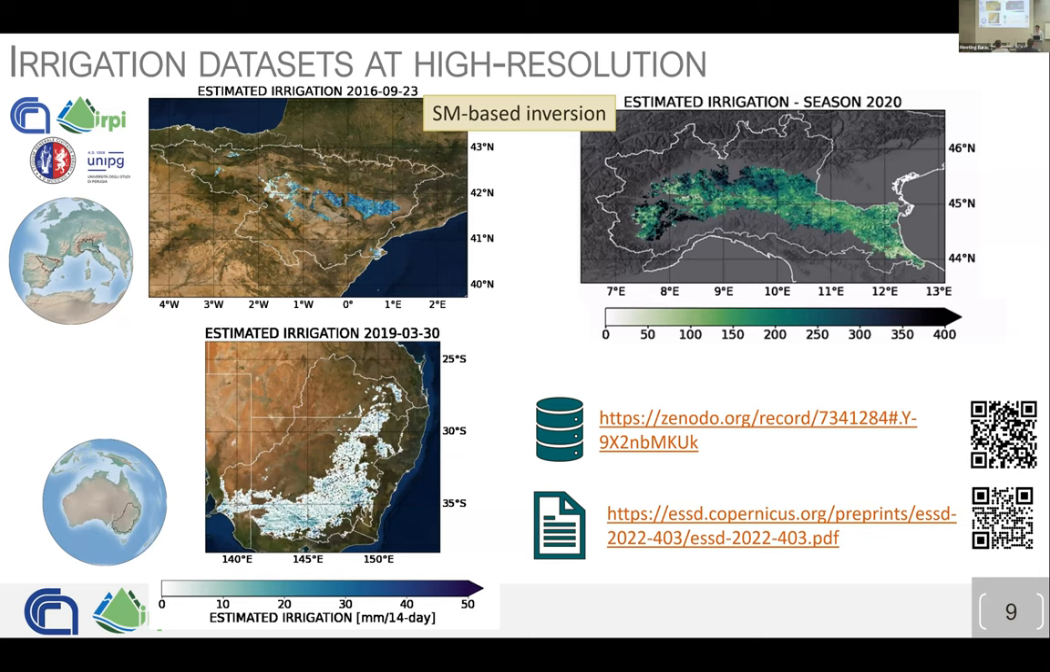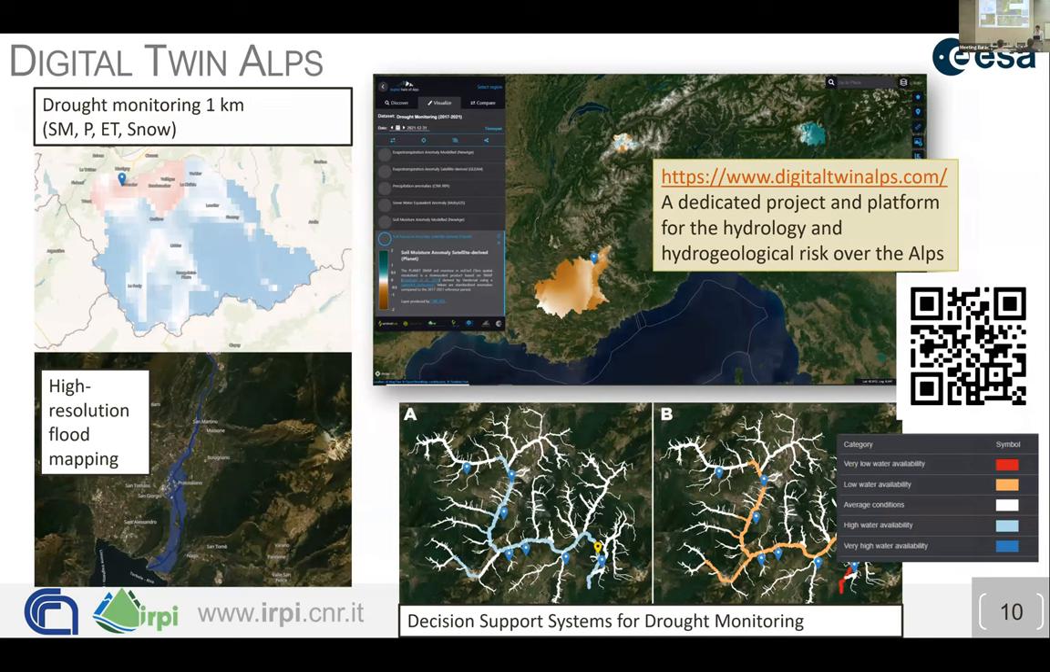So we now have Earth observation data that can facilitate the development of a digital twin. We have done not only a digital twin for the full Mediterranean, but also another project called Digital Twin for the Alps, which is targeting only the Alps. Of course, the Alps are within the Mediterranean basin. So we have two projects with ESA, one only for the Alps and the other one for the full Mediterranean.